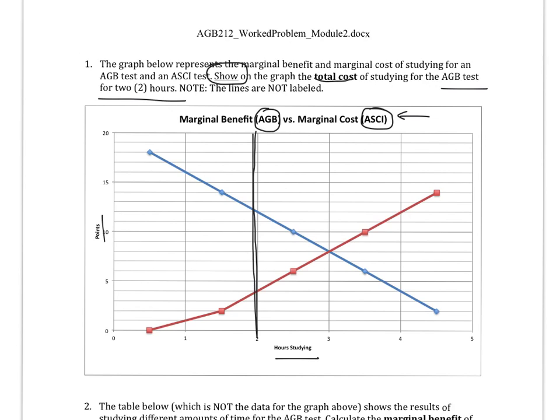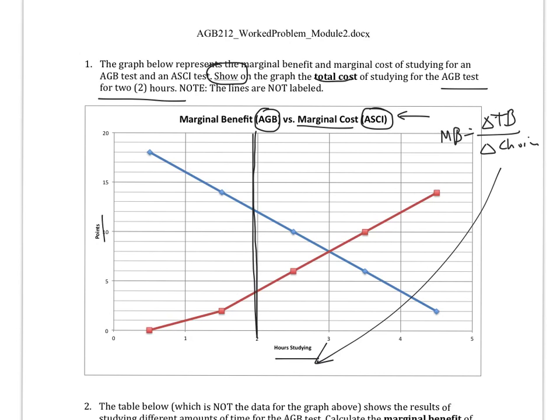So remember, it's that trade-off of studying more for AGB will result in an increase in points, that idea of marginal benefit. Again, marginal benefit equals change in total benefit over the change in the choice variable. Again, our choice variable is number of hours studying. So the marginal benefit is essentially talking about what's the increase or change in points generated from one more hour of studying.